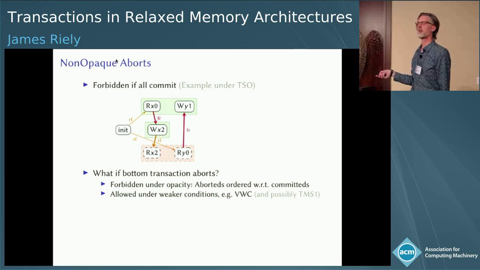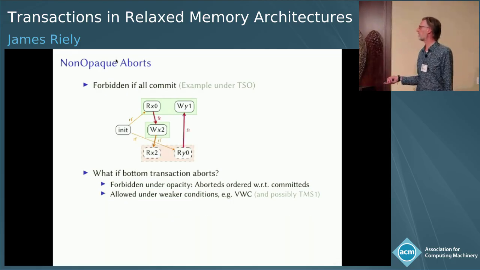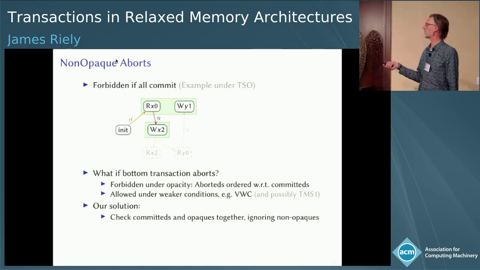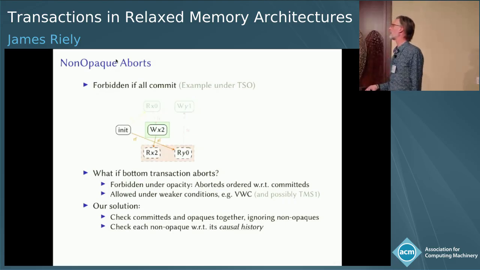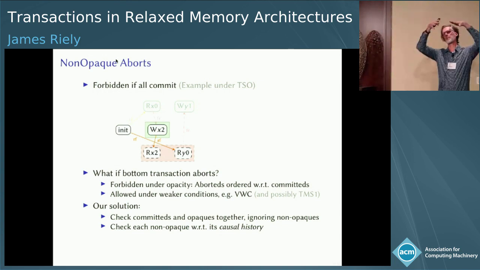TMS1 has a lot of real-time nonsense in it, so I can't quite talk about whether this would be allowed by TMS1 because this is too abstract. But it'd be allowed under certain circumstances. So the solution we have is to check the system in phases. First we'll check the committeds and the opaques together, and we'll make sure that we satisfy all the acyclicity requirements there. Then we'll add in the non-opaque aborted transactions one at a time and check them for acyclicity with respect to their causal history.